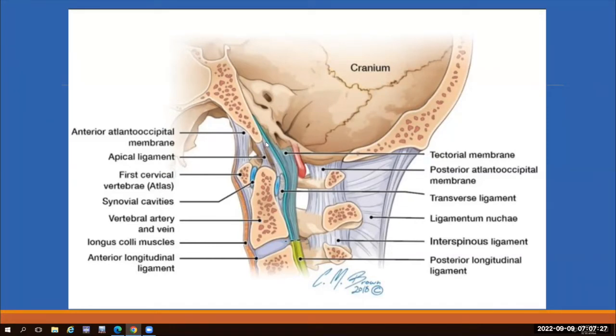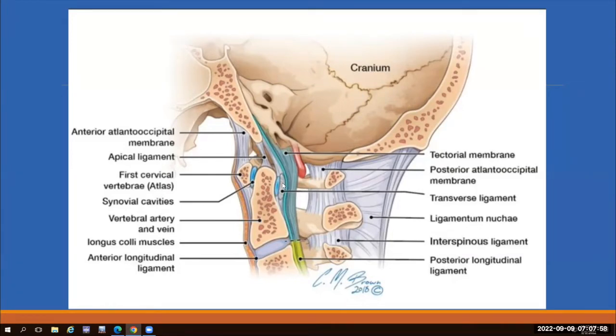As we move even more posterior to that, we have the tectorial membrane. The tectorial membrane is a flat, broad ligament which inserts really high up along the dorsum sella and retroclival periosteum. It comes down and forms a kind of sling posterior to the C2 dens and continues inferiorly as the posterior longitudinal ligament. This broad, thin ligament is actually one of the major stabilizing ligaments of the craniocervical junction, as we'll see.